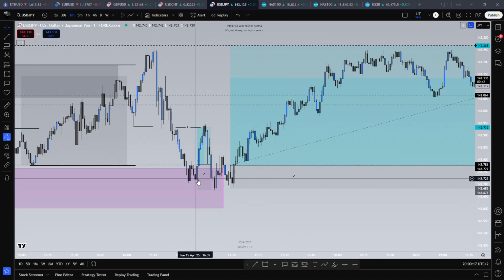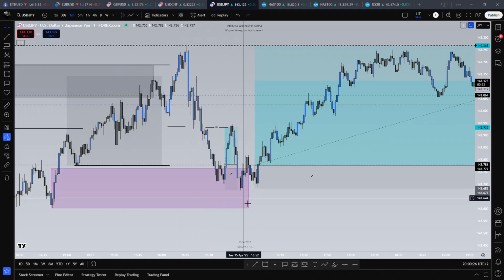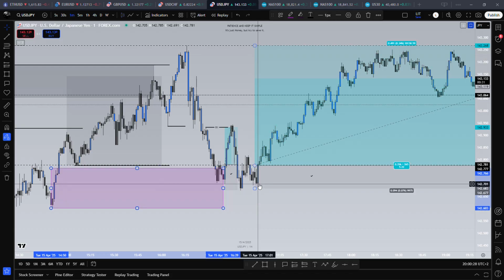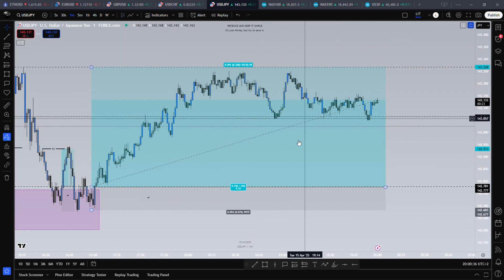Then I opened a trade here, which I had closed, like I closed a partial here and break even. And then I saw the price still here in the POI with this big candle and everything. And when I saw this one, I entered again.